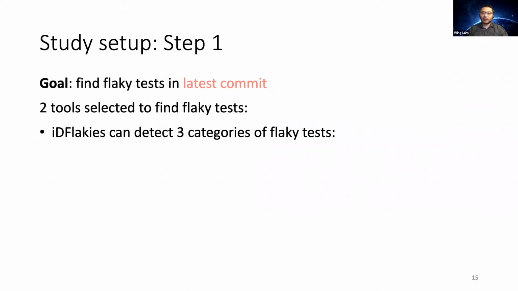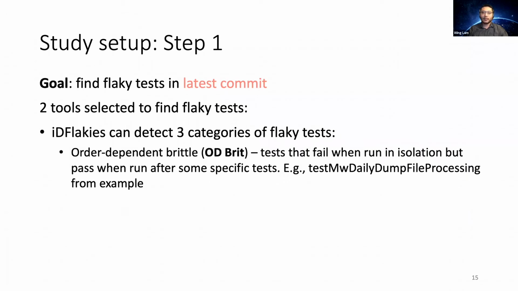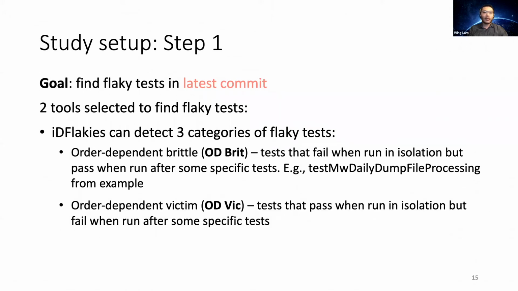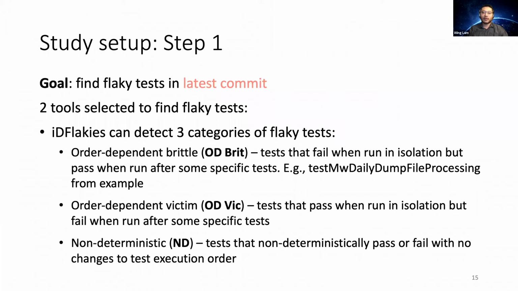When we focus specifically on iDFlakies, it's great because it can detect 3 different categories of flaky tests for us. Namely, it can detect order-dependent brittles, which are tests that fail when you run them in isolation, but they pass when you run them after some specific tests. So the example that we showed earlier is actually an order-dependent brittle. iDFlakies can also help us detect order-dependent victims, which are essentially tests that pass when you run them in isolation, but fail when you run them after some specific tests. And finally, the reruns that iDFlakies does can also help us detect non-deterministic tests, which are essentially tests that non-deterministically pass or fail with no changes to the test order.